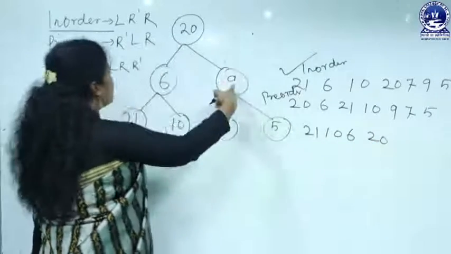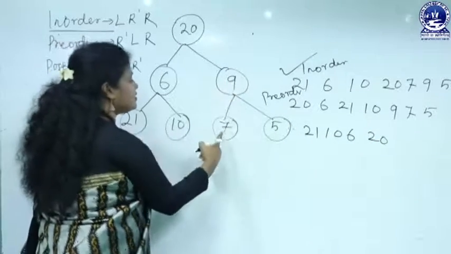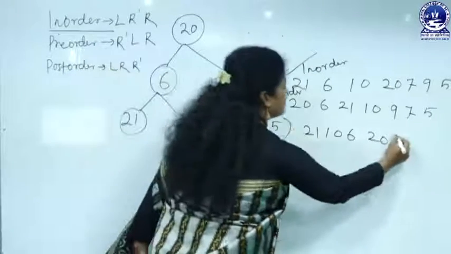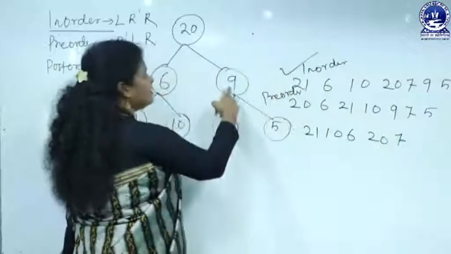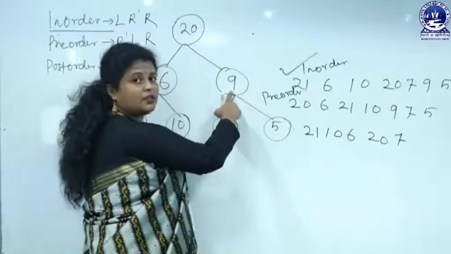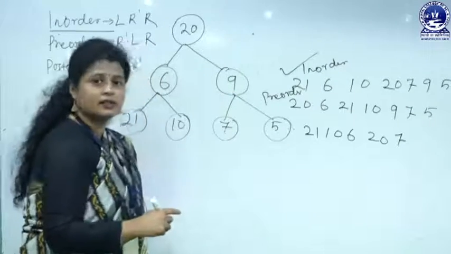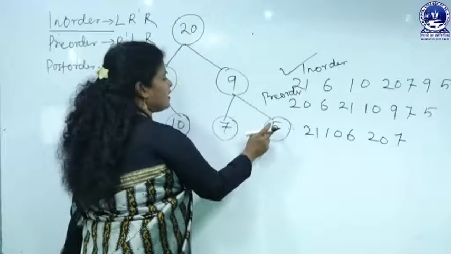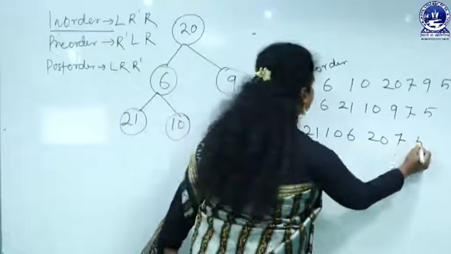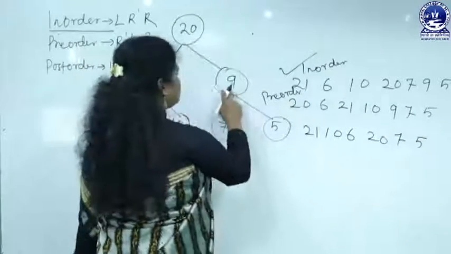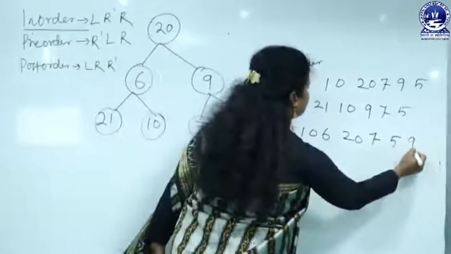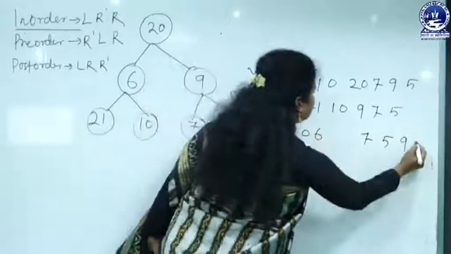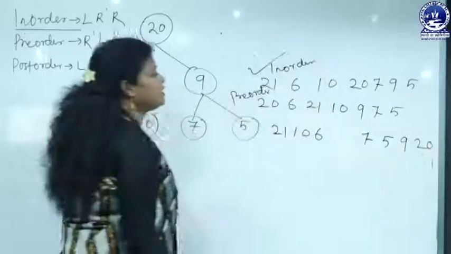Then again we will come to this part and now we will move to this part because this is the left child. That's why 7. Then we will come back here, but we will not display it. Why? Because this is the root and root will be displayed at the end. So we will come here, 5. Then 9. Then at the end we will display 20.